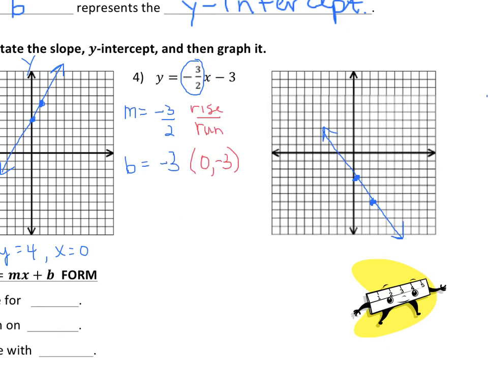Okay guys, check your answer. The slope was -3 over 2. The y-intercept was -3. Notice that I took this negative with the 3, and that's my y-intercept. You're going to begin with the y-intercept, and you're going to move according to the slope. Okay, so I started at (0, -3), which is right here, and then I moved down 3, rise -3, and then run 2, and I drew my line.